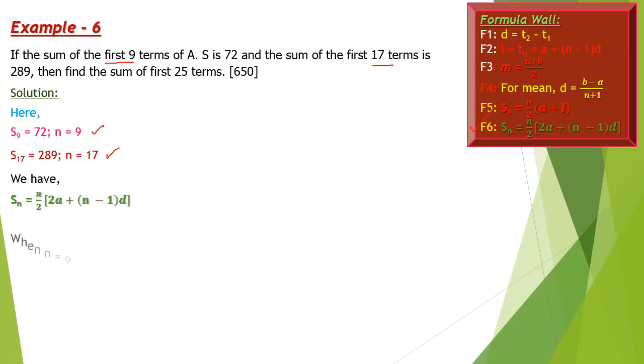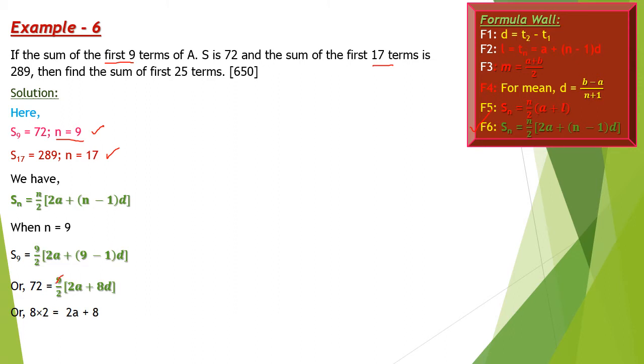So when n is equal to 9, we start from n equal to 9. Now let's replace n with 9. Only n will be replaced, although we don't have the value of a and d. n will be replaced by 9. Okay, S9, that is 72 is equal to 9 by 2 bracket 2a plus 8d. You can see 9 by 2, on cross multiplication, 72 times 2 divided by 9 is 16.